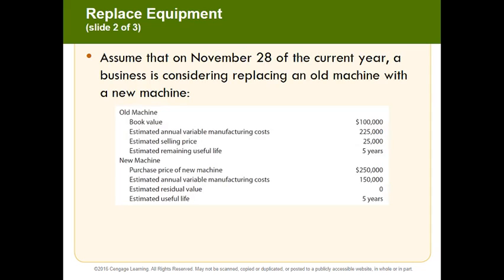A business is considering replacing an old machine with a new machine. Here we have all the applicable data: the estimated annual variable manufacturing costs, selling prices, remaining useful life, and any residual value on the new machine, as well as the purchase price of the new machine and the book value of the old machine.